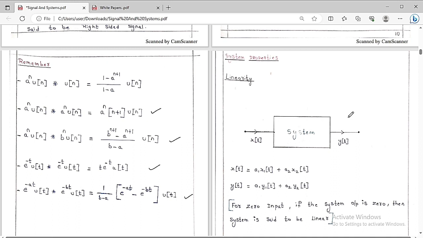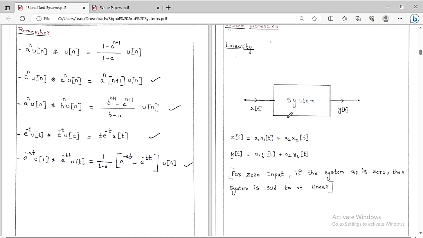So what is the meaning of linearity? Linearity means the system should satisfy two things, which are homogeneity as well as superposition. If any system is satisfying the two conditions, superposition and homogeneity, then only can we say the system is said to be a linear system. So this is a system, right? The input is x of t and the output is y of t.